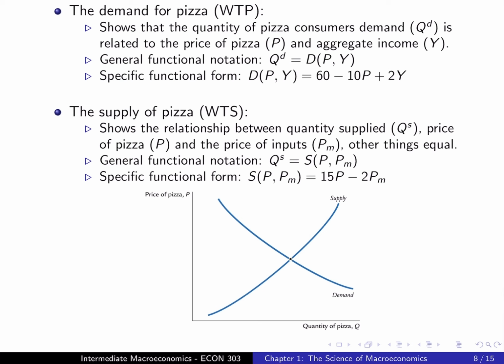This means as price goes up, quantity demanded goes down. As income increases, demand increases.